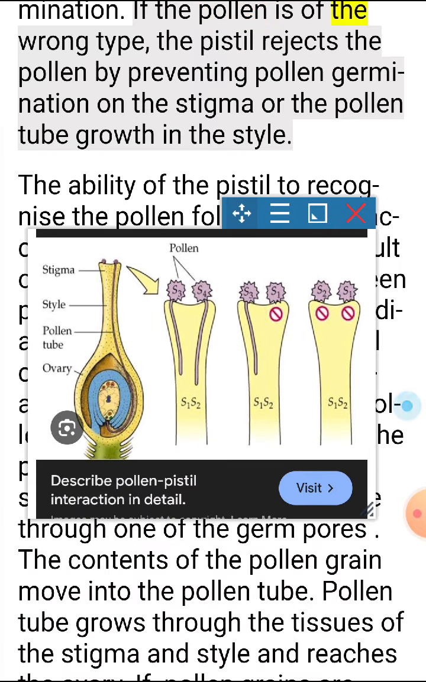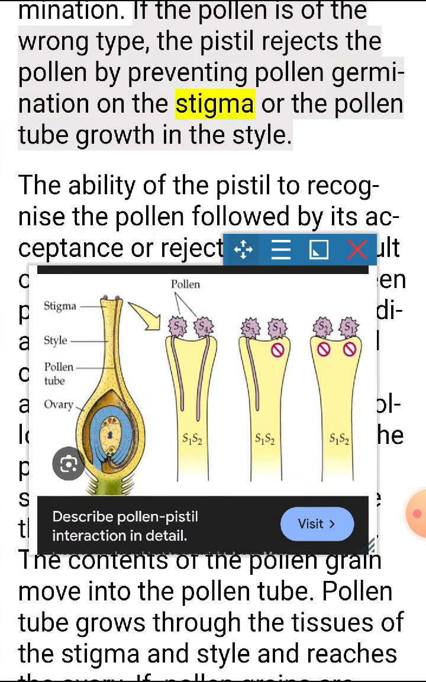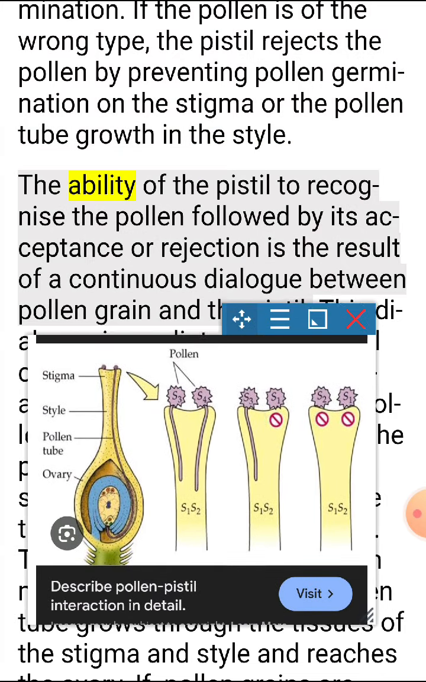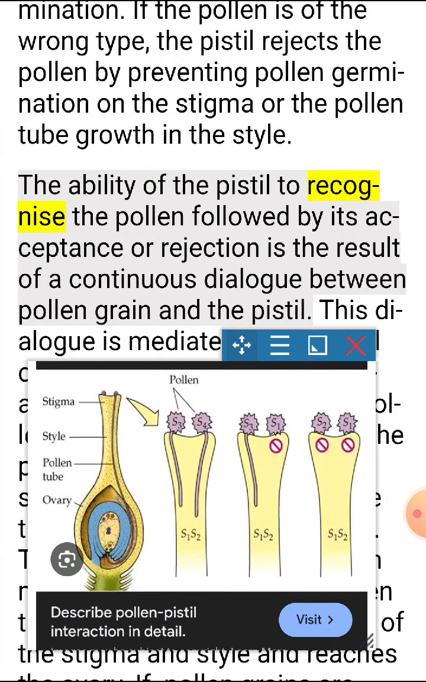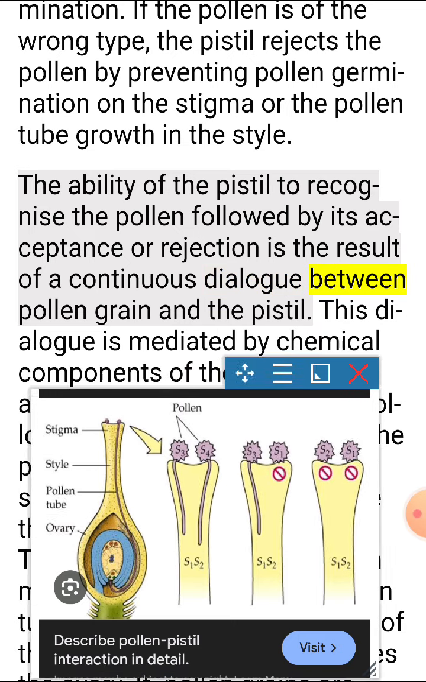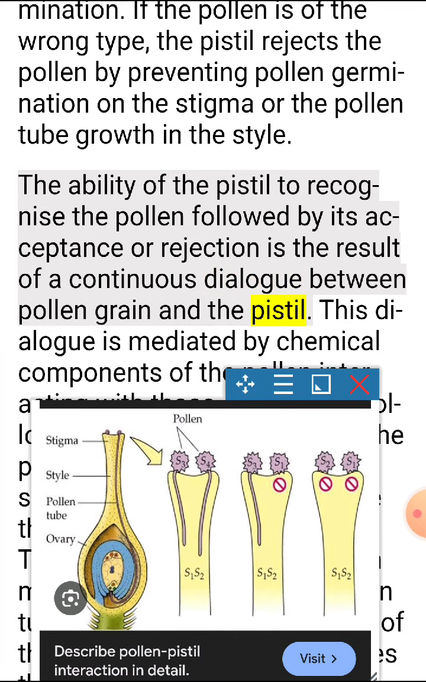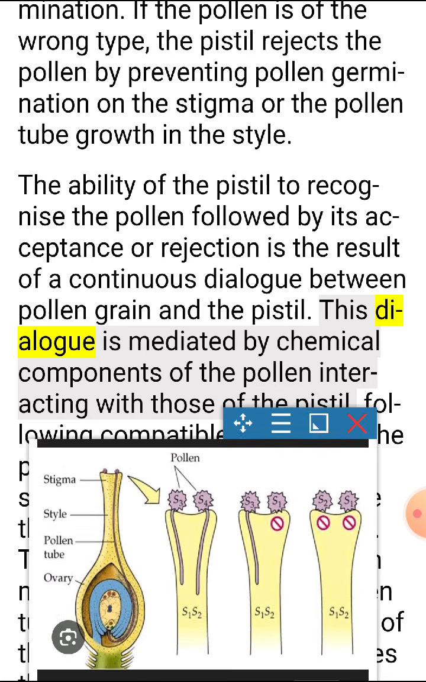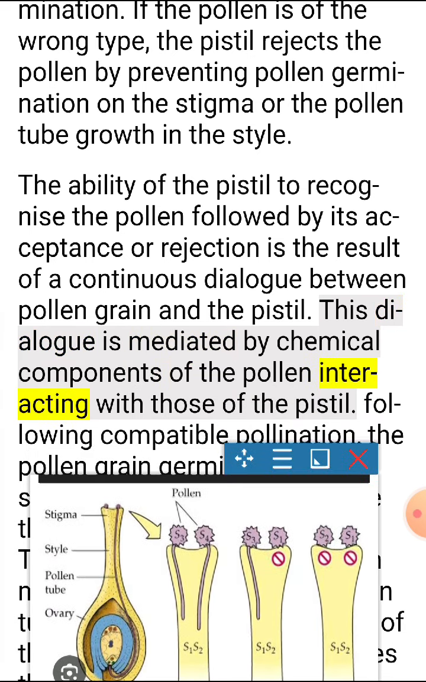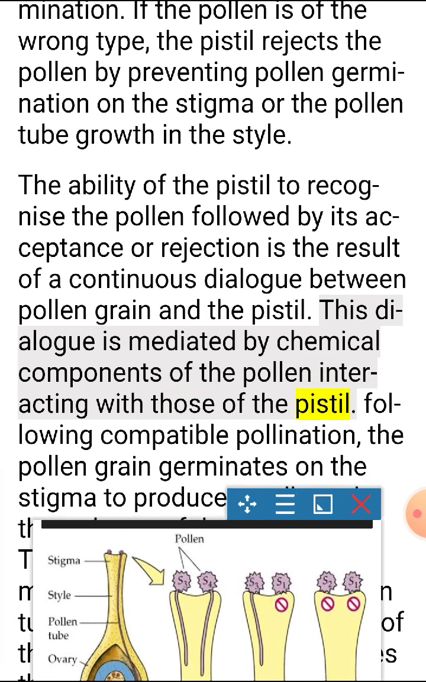If the pollen is of the wrong type, the pistil rejects the pollen by preventing pollen germination on the stigma or the pollen tube growth in the style. The ability of the pistil to recognize the pollen, followed by its acceptance or rejection, is the result of a continuous dialogue between pollen grain and the pistil. This dialogue is mediated by chemical components of the pollen interacting with those of the pistil.